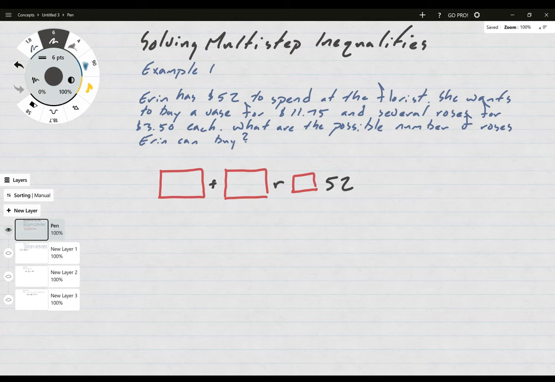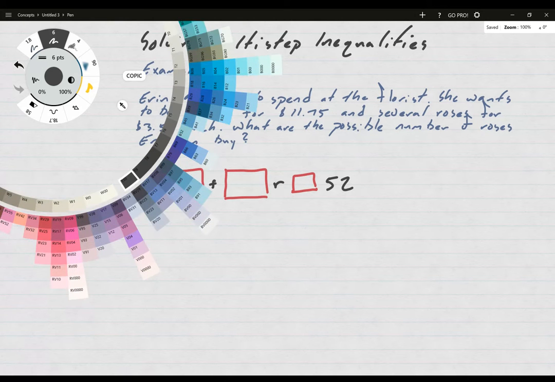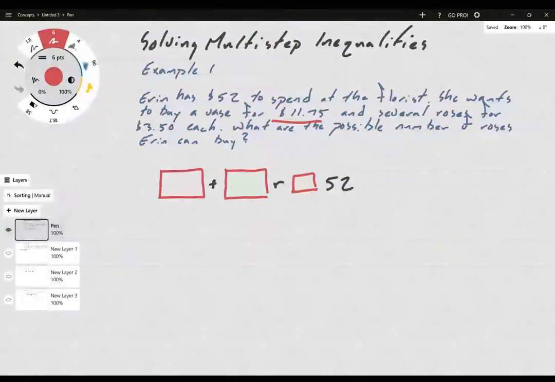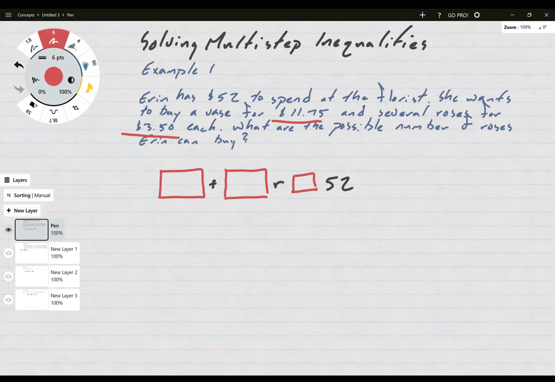The first thing we need to do is determine what our constant term is and our variable term. Variable terms have an unknown amount attached to them. That's why you use a variable. The constant term is just a one-time thing. It only happens once. The one thing that happens once is the purchase of a vase. That's a one-time charge, so that is our constant term. Our variable term deals with the roses, because she wants to buy several roses for $3.50 each, but she doesn't know how many. So that's where we can use our variable r.